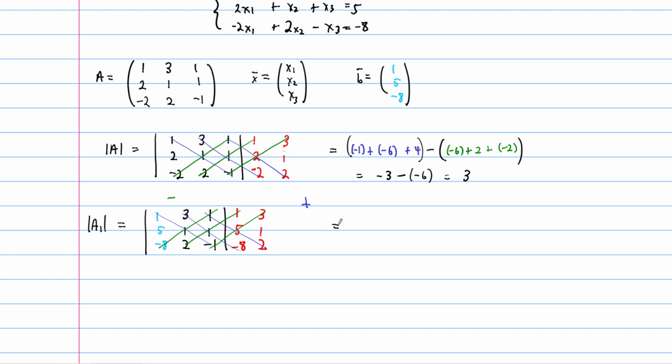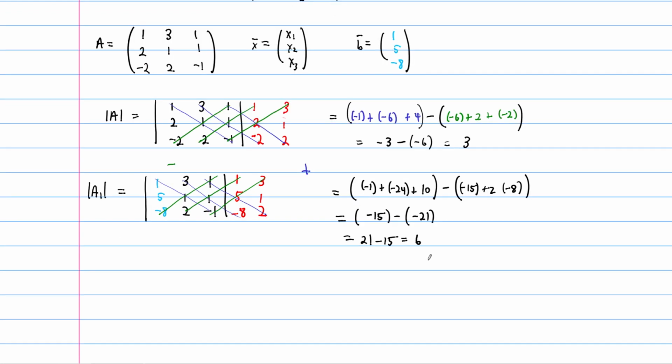And so, very carefully, what do we have? This one's going to be -1 plus, this is going to be -24 plus, this one's going to be 10. And then we're going to take away the green ones, right? So -15 plus 2 minus 8. All right, and then just carefully work it out. So this is going to be -25 plus 10, so that's -15, minus, over here we have -23 plus 2, so -21. And so this is all going to end up being 21 minus 15, so this is 6. So the determinant of A1 is 6.